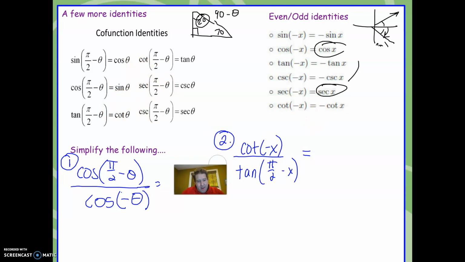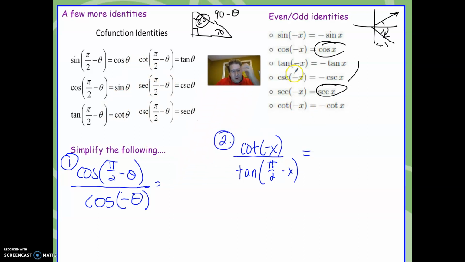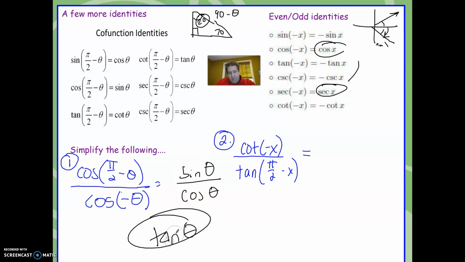I'm just trying to break that down. But once again, it's not about knowing and understanding the identity, it's about can you apply the identity. So that's what I'm going to do next. Cosine of pi over 2 minus theta, that's this one right here, so that's basically just sine of theta, over cosine of negative theta. Cosine of negative theta is equal to cosine of theta. And sine of theta over cosine of theta, you should know, is just tangent of theta, because sine is y over x. So there's your answer, tangent of theta.